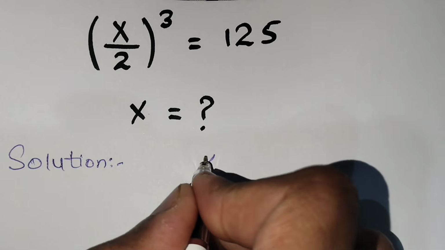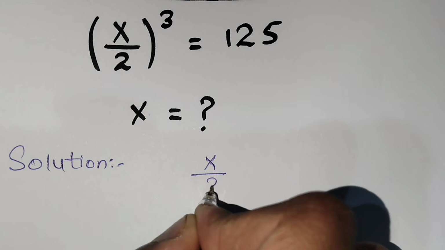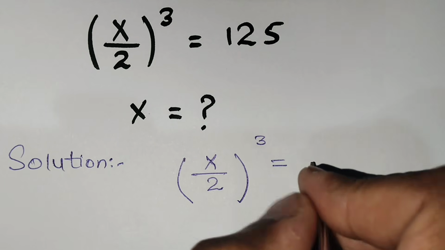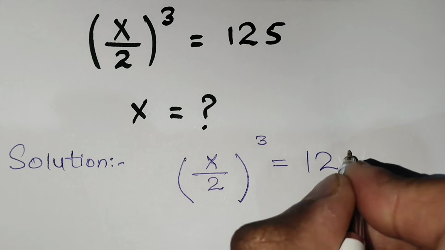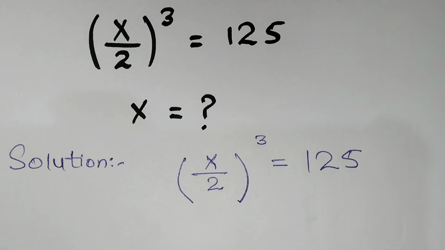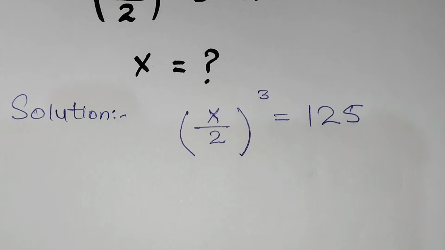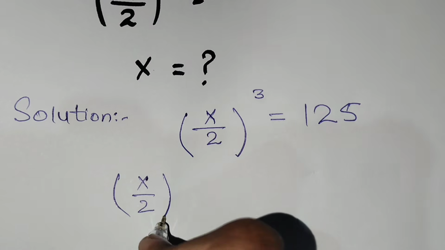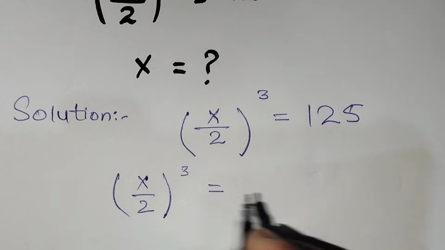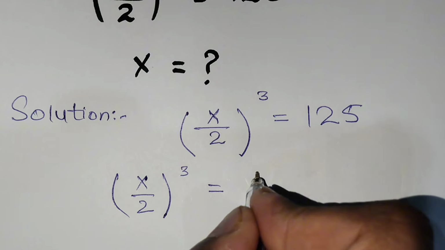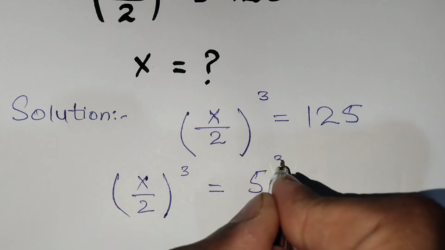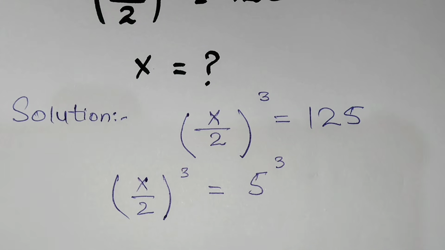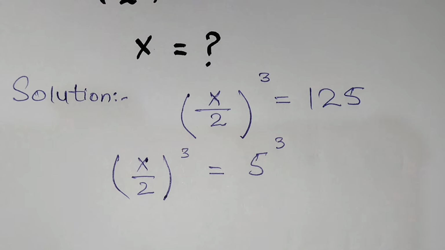We have given (x/2)^3 is equal to 125. Now we can write this as 5 cube, because 5 cube is 5 into 5, 25, and 25 into 5 is 125.